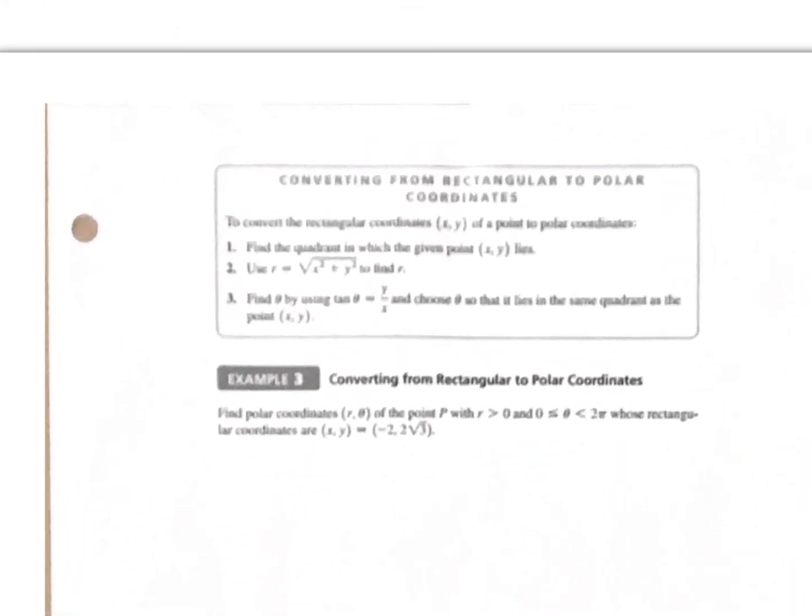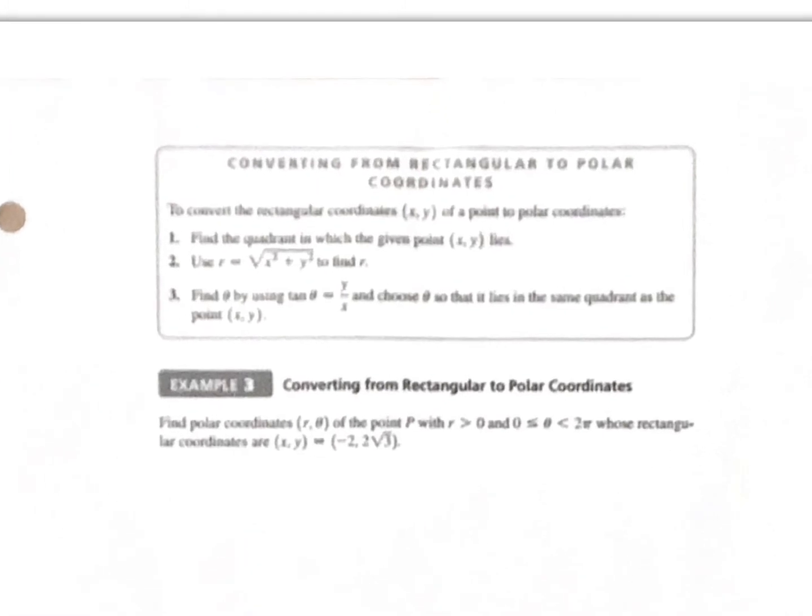Onward. Last page. Okay, so these are the directions. This is going to help us convert in the other direction. If you're given a rectangular coordinate, how you can rewrite it so that it's in polar form.